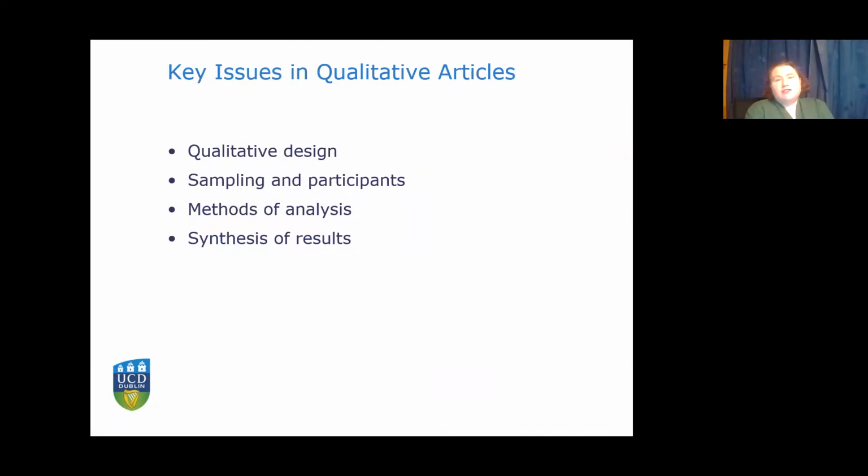So the last section of the webinar I wanted to use to highlight what I think are some of the key issues in qualitative articles. And these hold for design, but also for writing. And I've focused on 4: your qualitative design, your sampling, your method of analysis, and your synthesis of results.